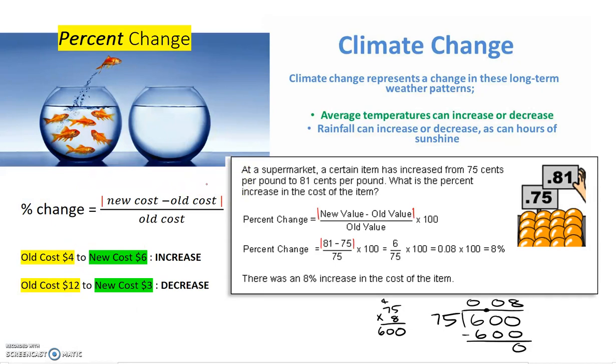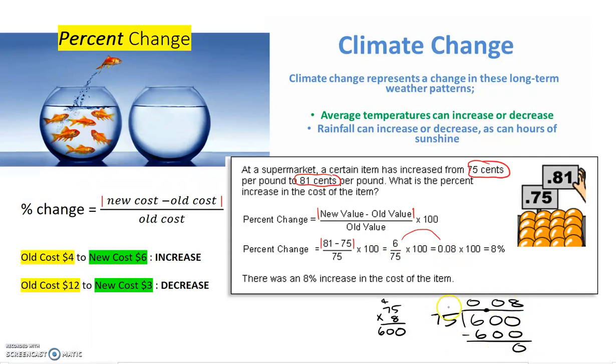At a supermarket, a certain item has increased from 75 cents per pound to 81 cents per pound. What is the percent increase in the cost of the item? For percent change, remember, it's the new value minus the old, divided by the old value. The new value is 81 cents, so 81 minus the old value, 75. This would end up being a positive number anyway, but we're always going to think about it as a positive. So 6 divided by 75 equals 0.08.